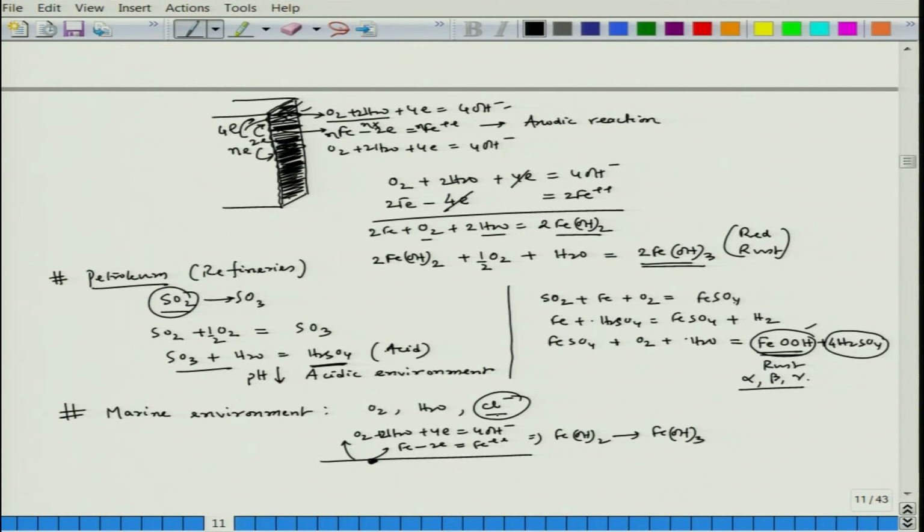Now, the interesting part is that chlorine is present in the marine environment. That chlorine will try to come, and this chlorine can lead to the formation of FeCl2, and that can hydrolyze, which will form Fe(OH)2 in the presence of H2O and HCl.